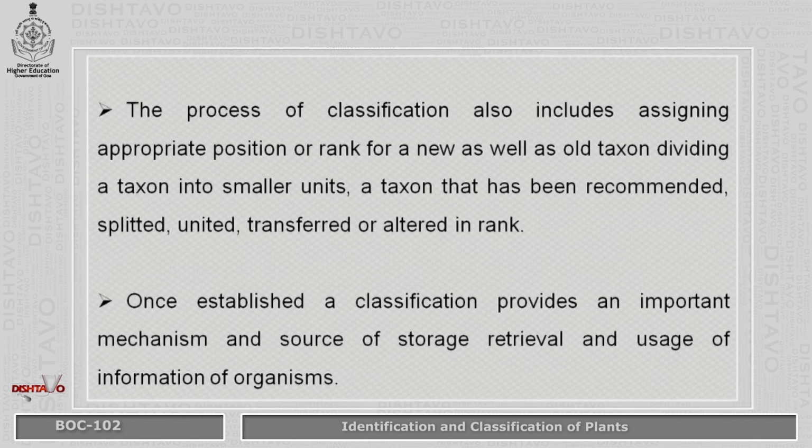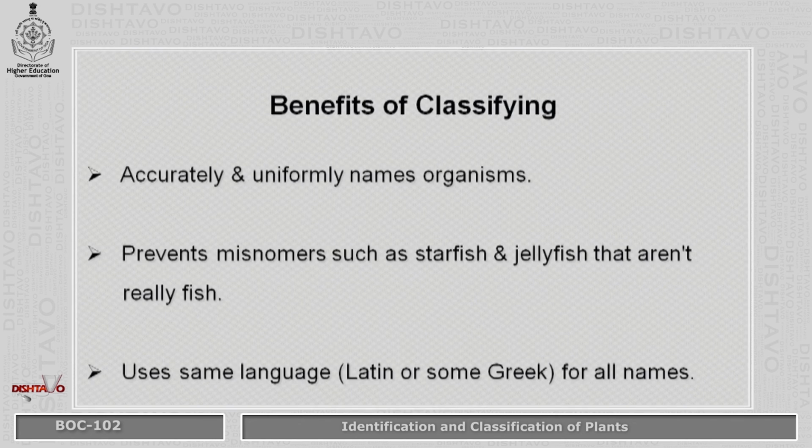Once we establish a system of classification, it provides an important mechanism and source of storage, retrieval, and usage of information of organisms. In order to see the benefits of classifying, it accurately and uniformly names organisms, prevents misnomers such as starfish and jellyfish that aren't really fish, and uses the same language for all names.